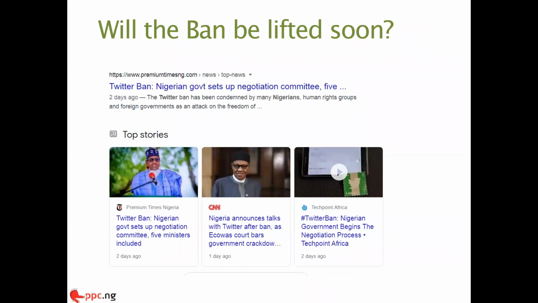So how soon will the ban be lifted? Maybe, maybe not. I think there is some positive news springing up in the past couple of days. I just did a search on Google and saw some top stories: Twitter ban, Nigerian government sets up negotiation committee. This looks like a breath of fresh air. The Twitter ban has been condemned by many Nigerians, human rights groups, and foreign governments as an attack. But of course, it's a welcome development that the government is trying to set up a negotiating committee with Twitter.